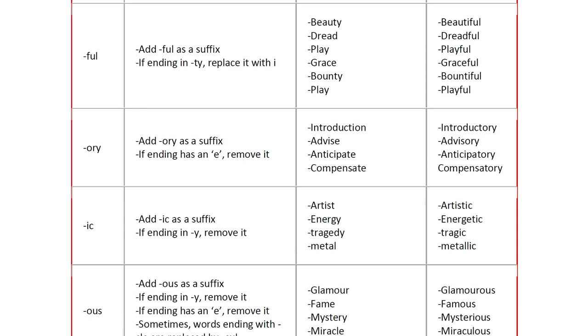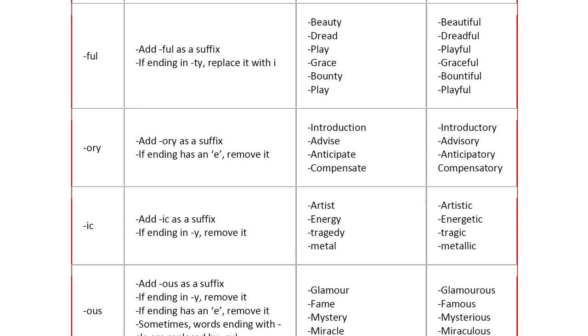So beauty, beautiful. Dread, dreadful. It's not ending with y, so you just add ful at the end. Play, playful. Grace, graceful. You just add ful at the end. Bounty here is ending with y, so you remove the y and add I. Instead of y, you will add I and then FUL.